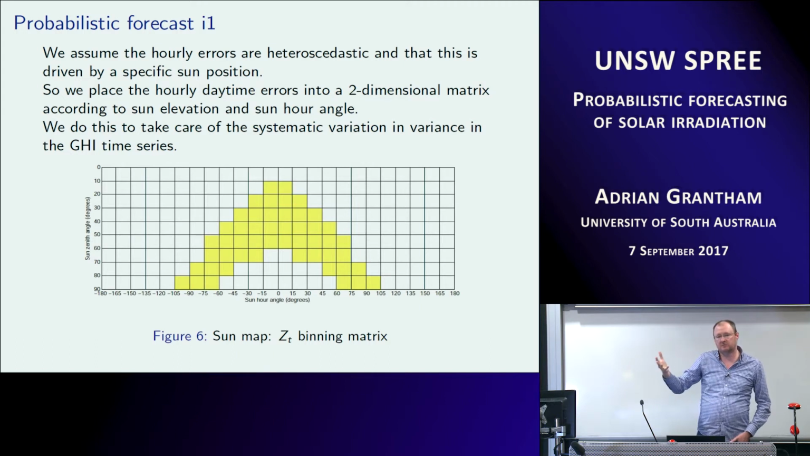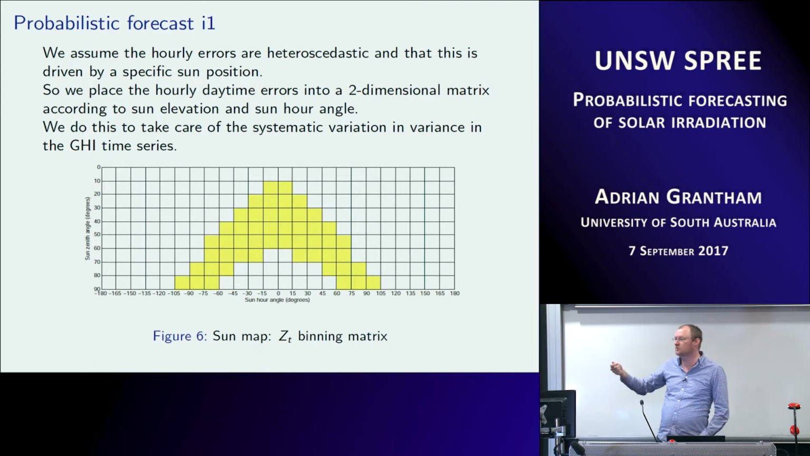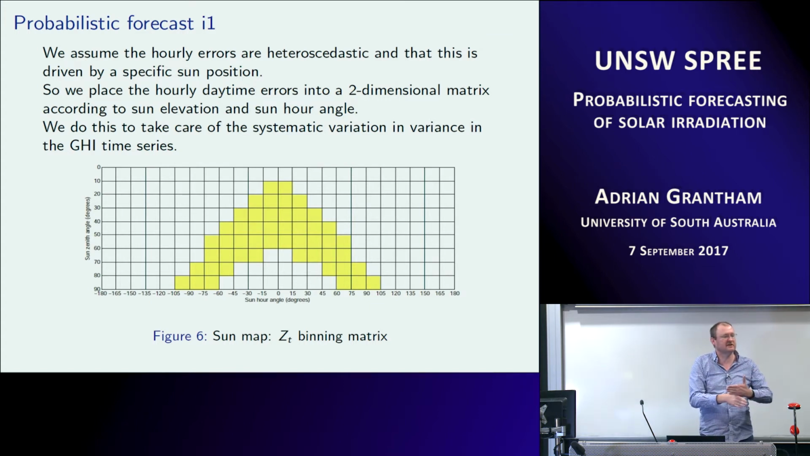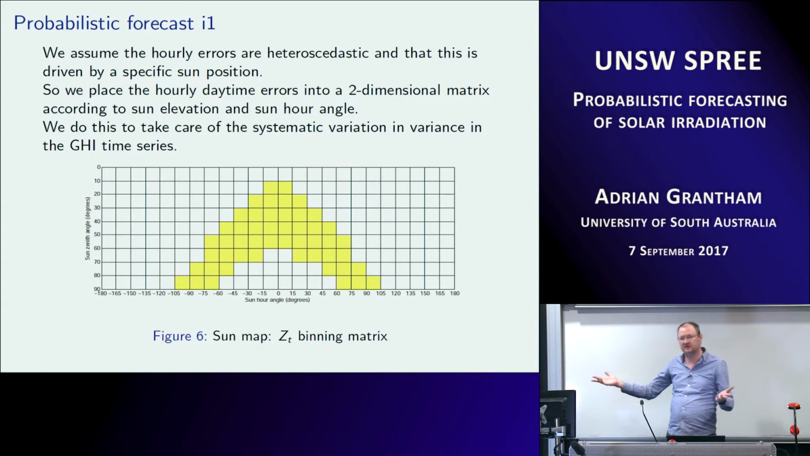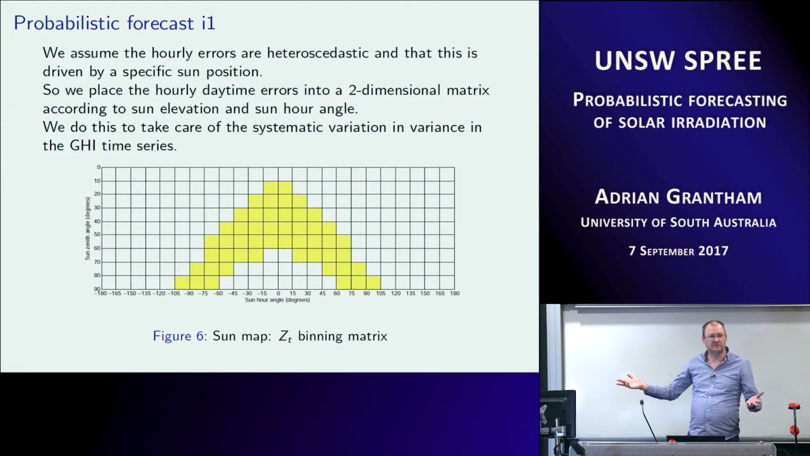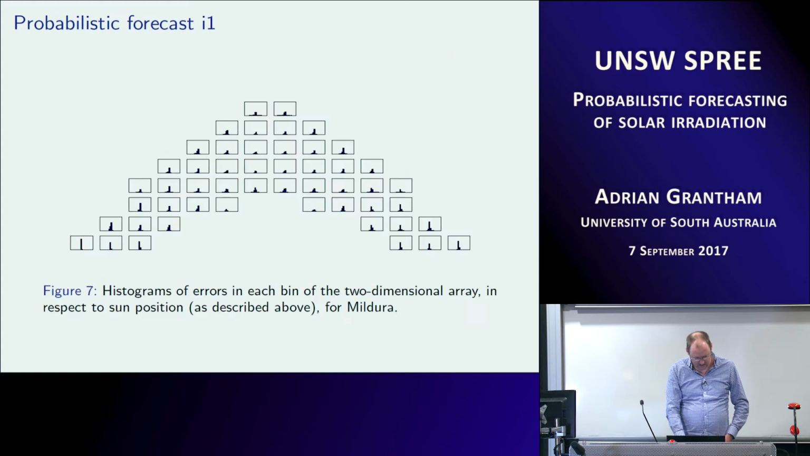So whenever we've generated a model, we've got an error. If that error corresponds to that time, so that combination of sun hour angle and sun elevation, we put it in that bin. So we go through all of our 8 years of training data, and any time we're in that particular quadrant, we put all of our errors in there, okay? So that was the idea that we had.